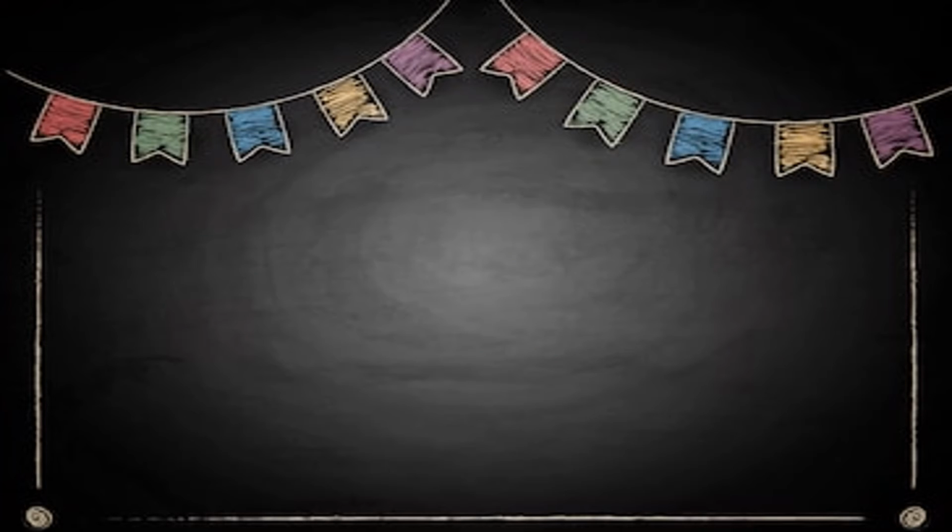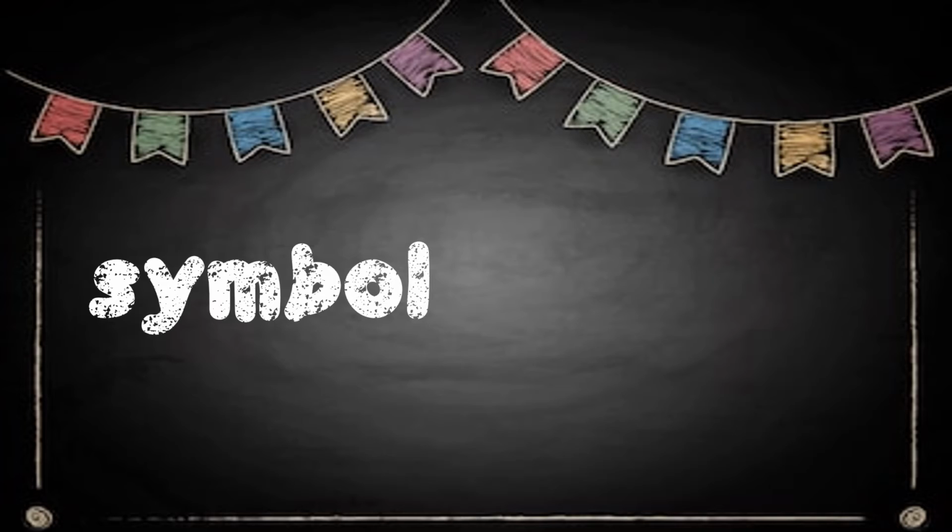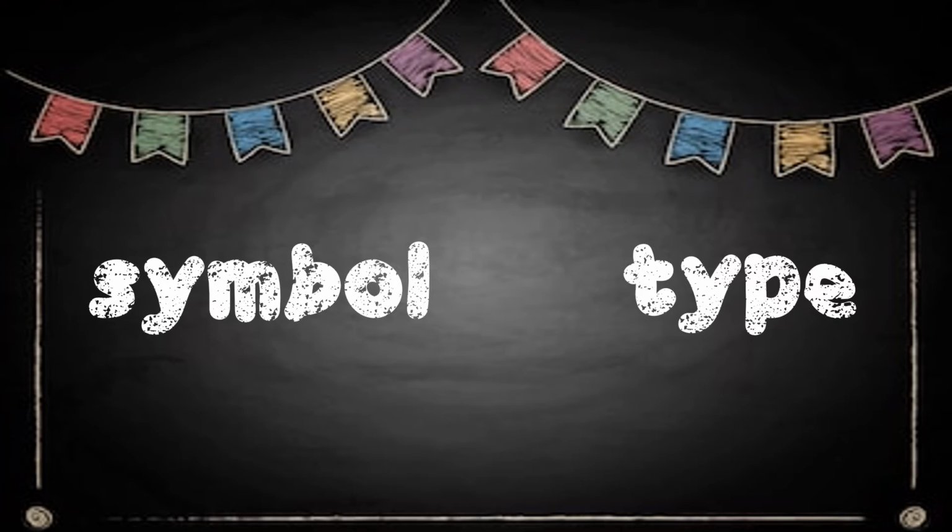Let's take a look at these words. We have the word symbol and the word type. What vowel does the Y sound like in the word symbol? It sounds like a short I. So how would we code it? We would code it with a dot and a breve. So vowel Y has 3 sounds.